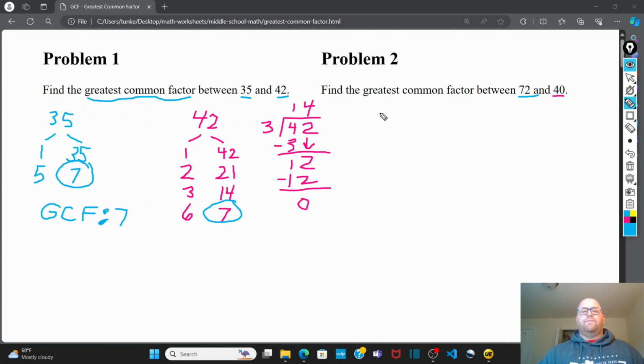Okay, so let's start with 72. We're going to list out the factors. So we can do 1 times 72 to get 72. We can do 2 times 36 because it ends in an even number, and if you divide this by 2, you get 36. So 2 times 36 is 72. 7 plus 2 is 9, which is divisible by 3, so 72 is divisible by 3.